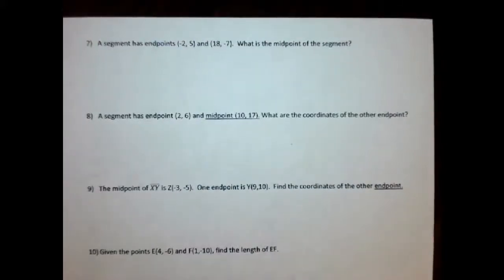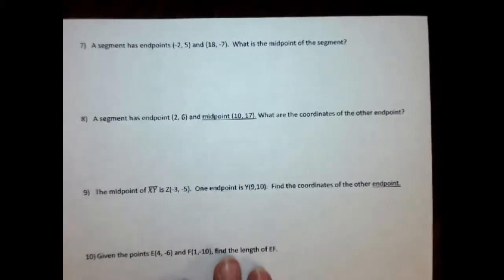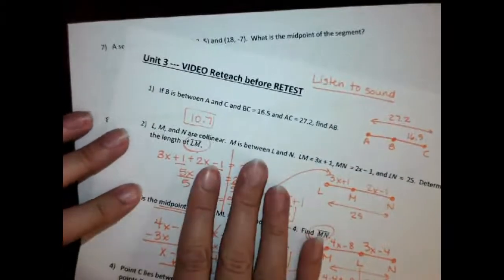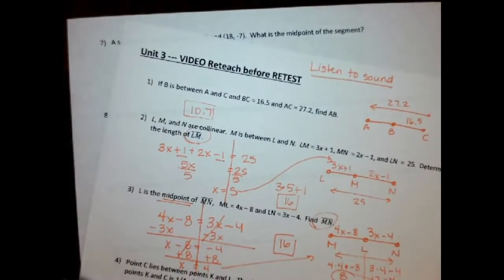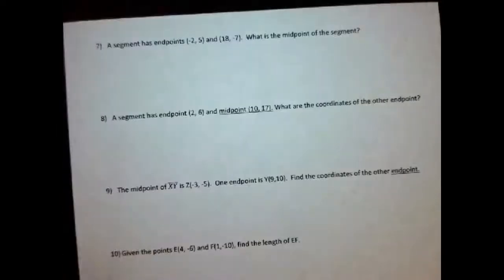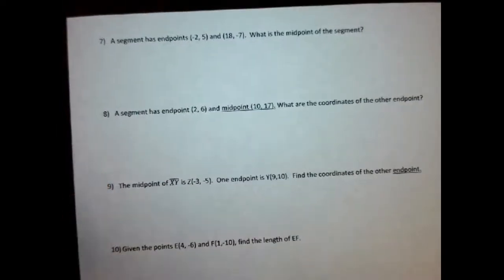Okay, this is the second part of our video that goes along with our review for the retest for Unit 3. So you should have already done the first part. Be sure you are listening to the sound. I explain things that I don't always write down as I go through this. You should copy everything I write, plus anything I say that seems important to you.